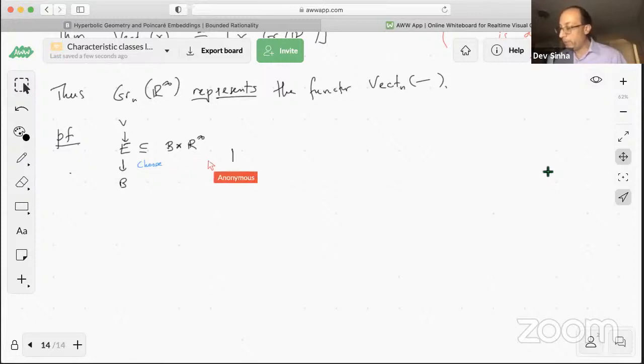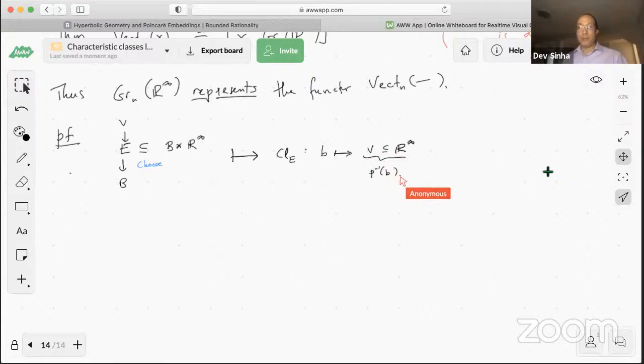Then what I can do to that data is associate a map to the Grassmannian, which I'll call the classifying map, and it's going to send a point b in B to the V inside R infinity which sits over it. Call this map p, with this inclusion. So in p inverse of b is R infinity, but I have this copy of V in there. That's the data I have, and so that's going to be an element of the Grassmannian.